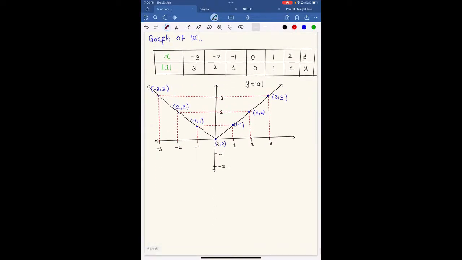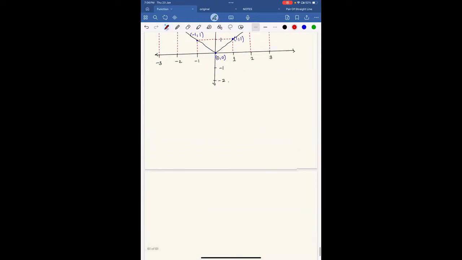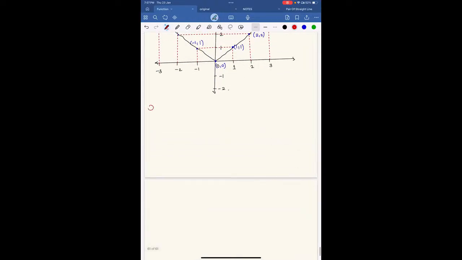Now, so write the question. Question number 2. So त्यामध्ये सब question आहे first one. For 2 less than x less than 4, find the values of mod of x.